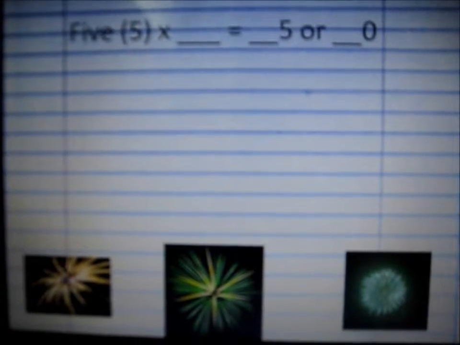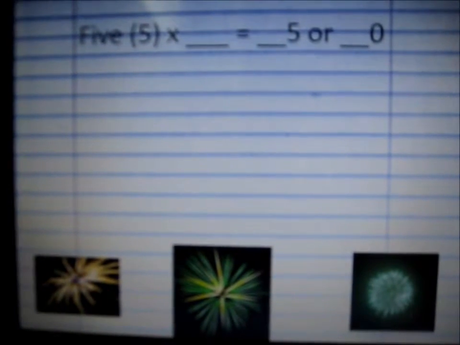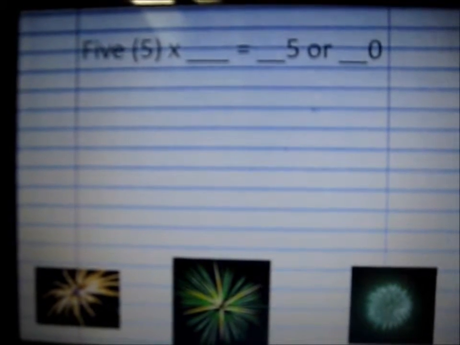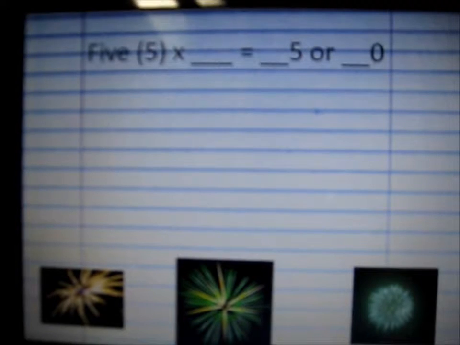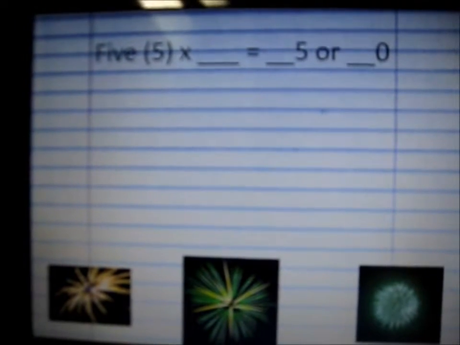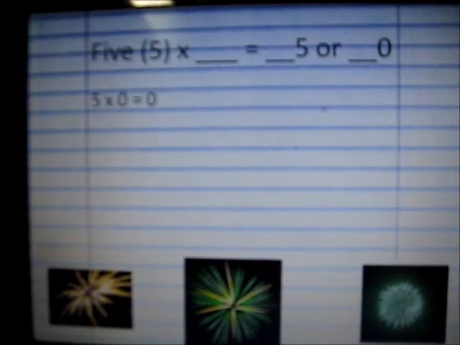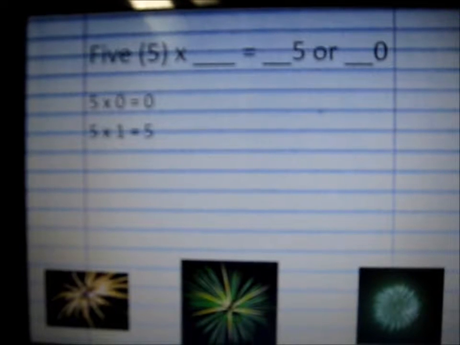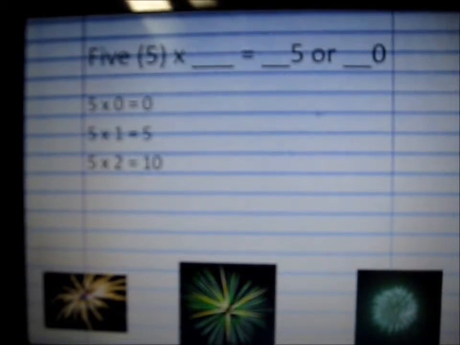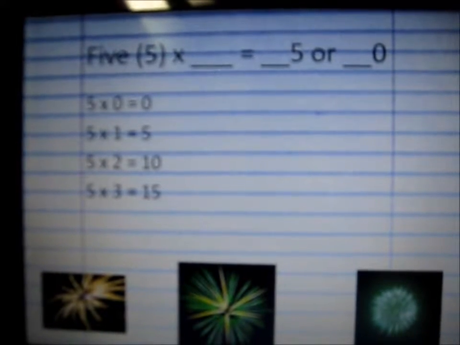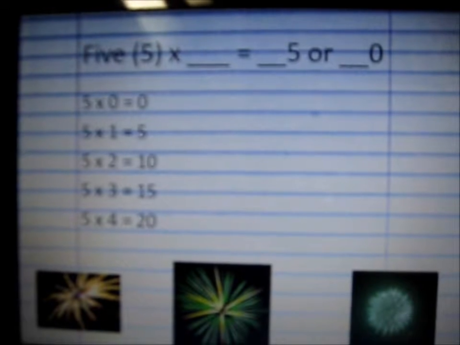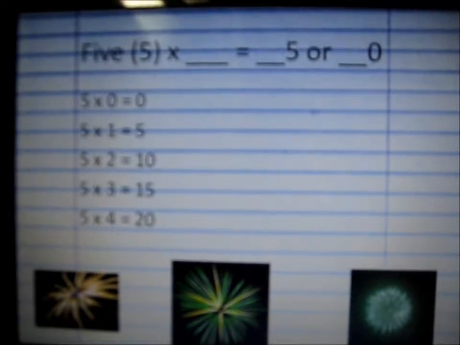Do you think you've learned enough? Let's see if you can find out what each of the products are in the following. Remember our rule, 5 times blank equals a number ending in 5 or a number ending in 0. 5 times 0 equals 0. 5 times 1 equals 5. 5 times 2 equals 10. 5 times 3 equals 15. 5 times 4 equals 20.